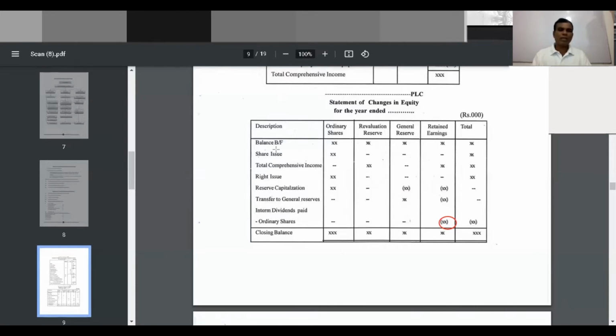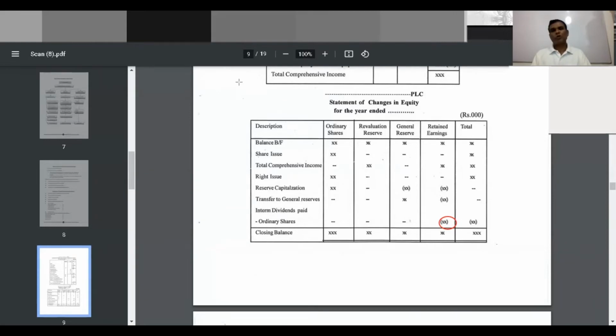Now, sometimes within a year, not all of these will happen. But sometimes events may occur, and with regard to those events we have to make necessary adjustments. Then you can find the closing amount of each column, and this closing amount should be taken to the financial position statement under equity and reserves.